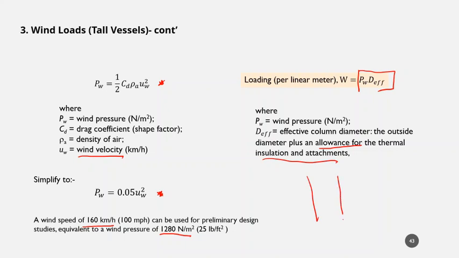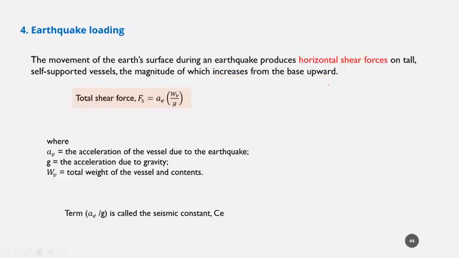So for example, if we have the column here, it includes the insulation here, and also any attachments, maybe it is attached with other auxiliary instruments as well. So we include the attachments as well to determine the loading per linear meter.